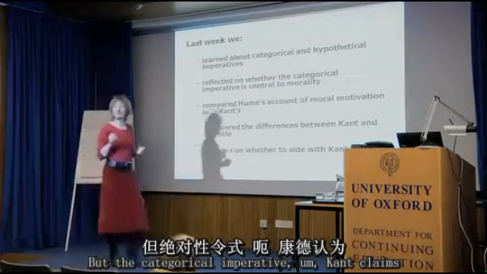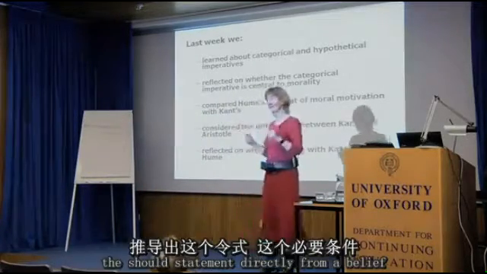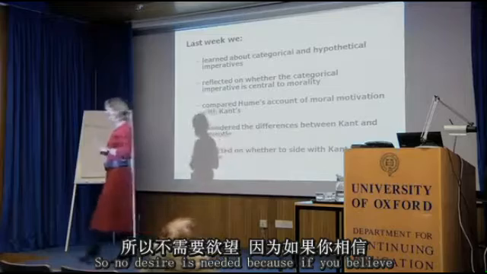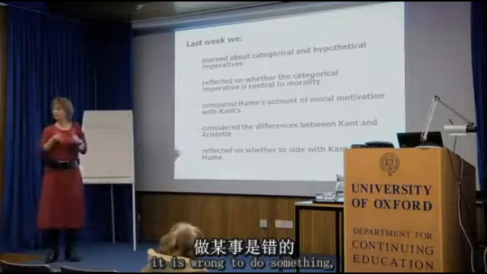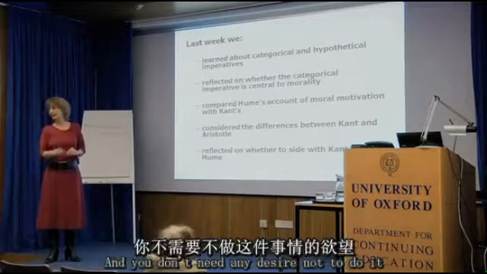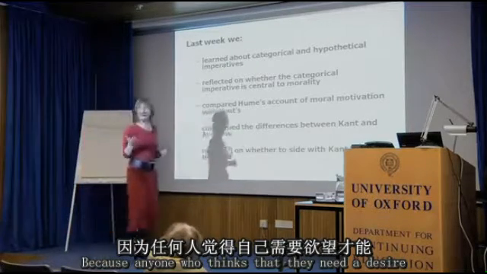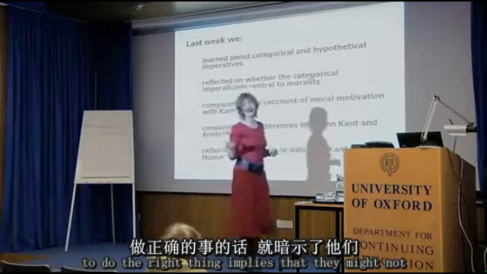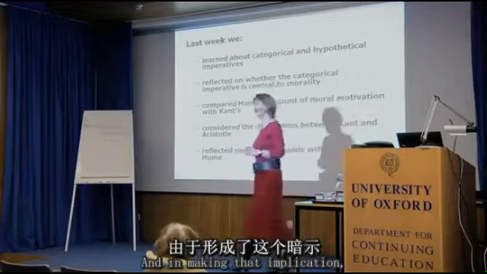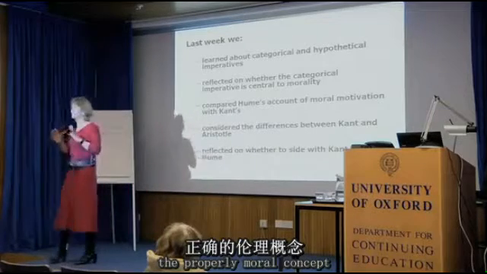But the categorical imperative, Kant claims you can derive the imperative, the should statement, directly from a belief. So no desire is needed, because if you believe it is wrong to do something, then you will also believe, he says, that you shouldn't do it. And you don't need any desire not to do it, because anyone who thinks that they need a desire to do the right thing implies that they might not desire to do the right thing. And in making that implication, they demonstrate that they don't have the properly moral concept.